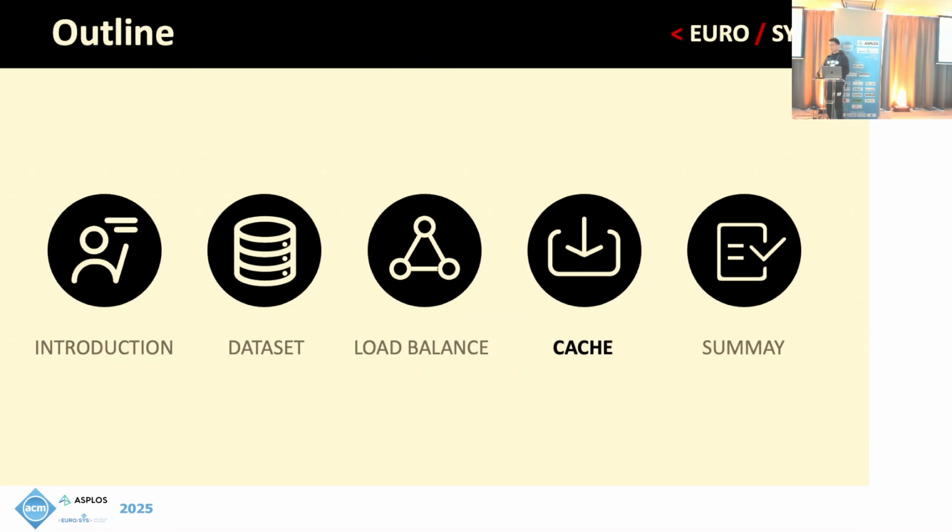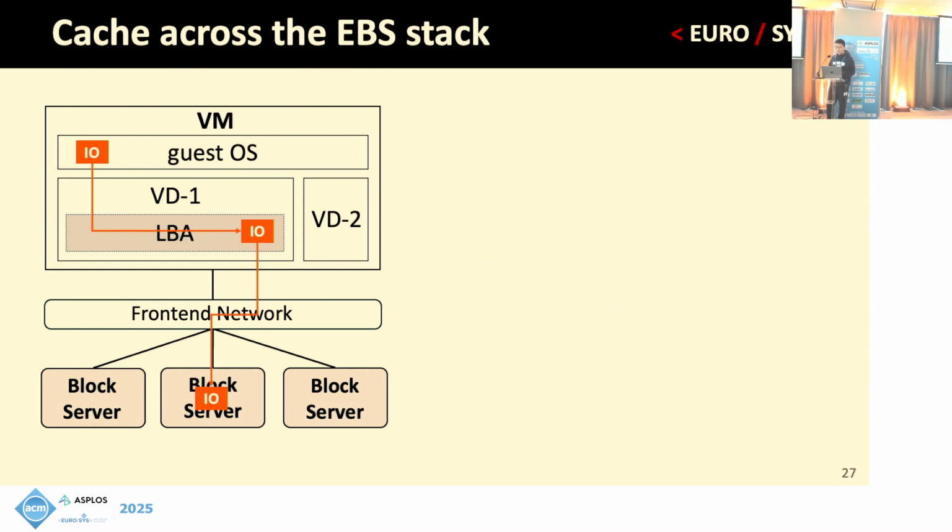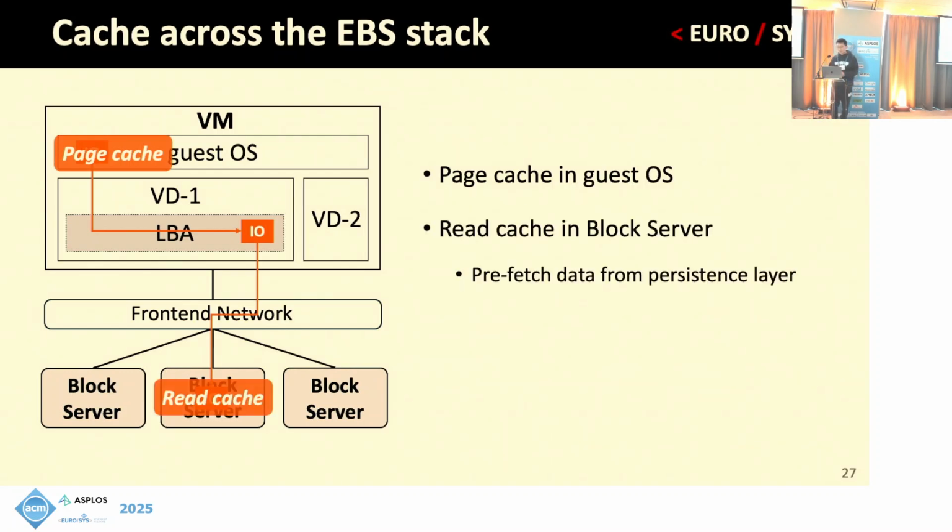Next, we will discuss the cache across the EBS stack. As talked about earlier, along the EBS path from the guest OS to the block server, there are two layers of caching. For example, the page cache inside the guest OS and the read cache at the block server that prefetches data from the persistence layer. However, our analysis shows that this mechanism does work, but not so well.